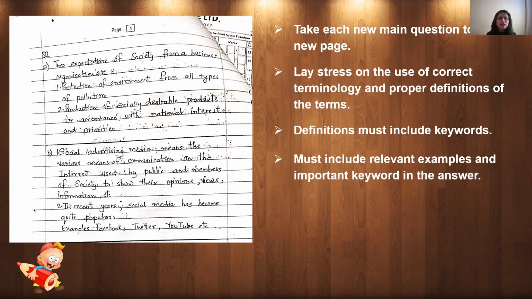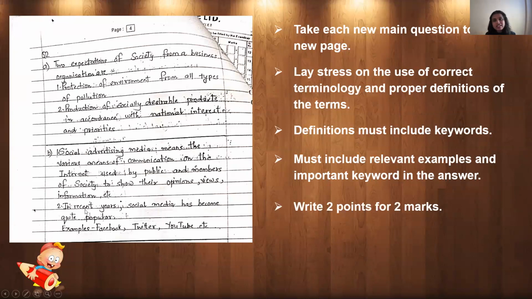For example, when you're writing a particular answer in your own words, try to include as many examples as possible, and also keywords have to be there even if you're writing the answer in your own words. For example, see over here, question 2B. The question is, what is social media advertising? So this is how you will write the answer. You will explain what social media advertising is and also support your answer with suitable examples. For example, social media advertising includes advertising on social media, for example, Facebook, Twitter, YouTube, etc. So the more examples you add, the better your answer is.